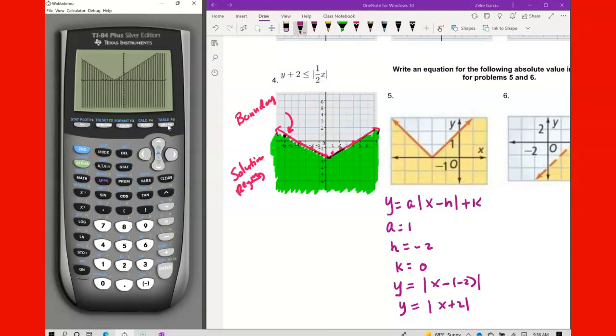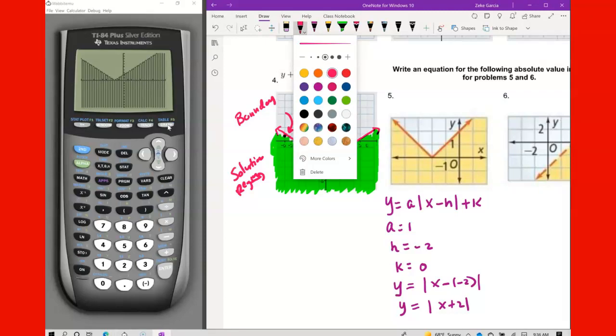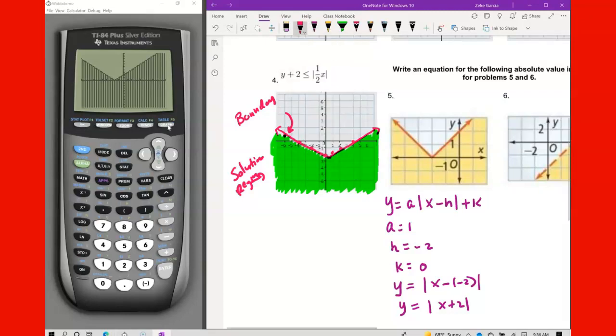So if you want to write your inequality, it's going to start like this. We have y less than or equal to. So the answers will also be on the boundary. Absolute value, x plus 2. And that's it. Those are the 2 examples I have for this assignment.